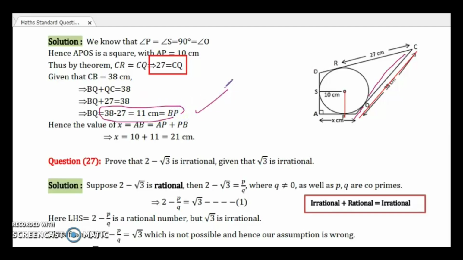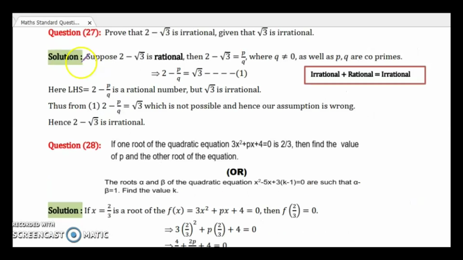As just now we discussed, BQ is equal to PB, right? That means what is the value of AB? AB equal to AP plus PB, right? That means already we have observed that the value of AP is 10 centimeter, and already we estimated just now the value of PB is 11 centimeter. That means it is going to be 21 centimeters here, right? Now let us proceed to the next problem number 27.